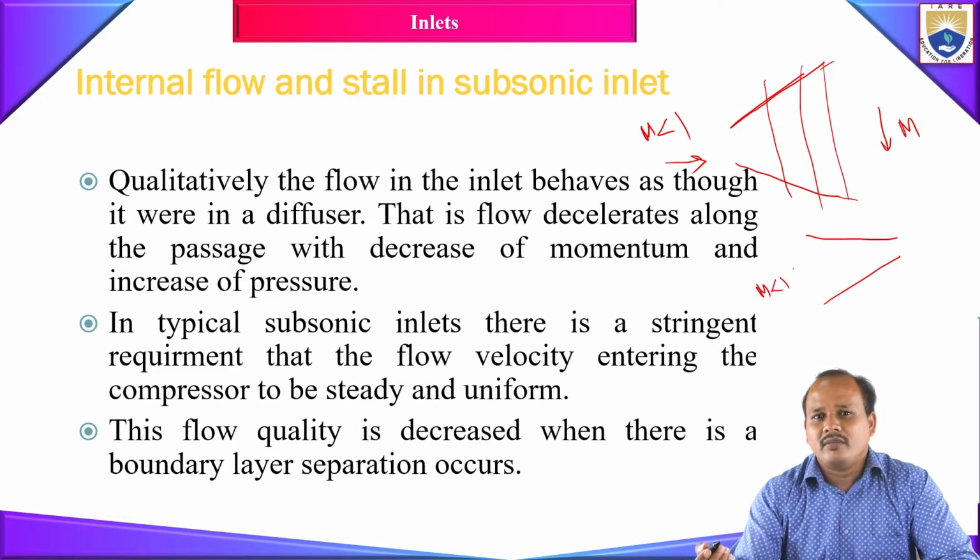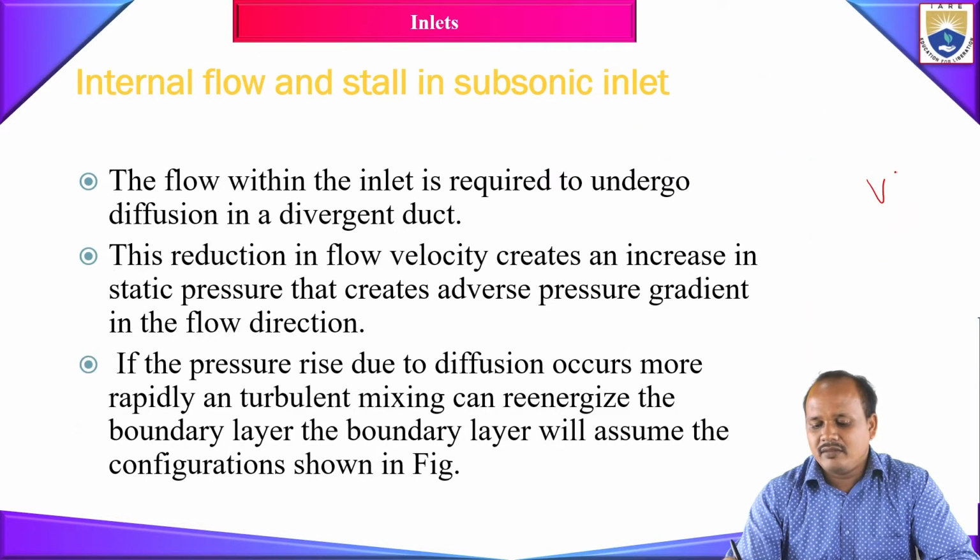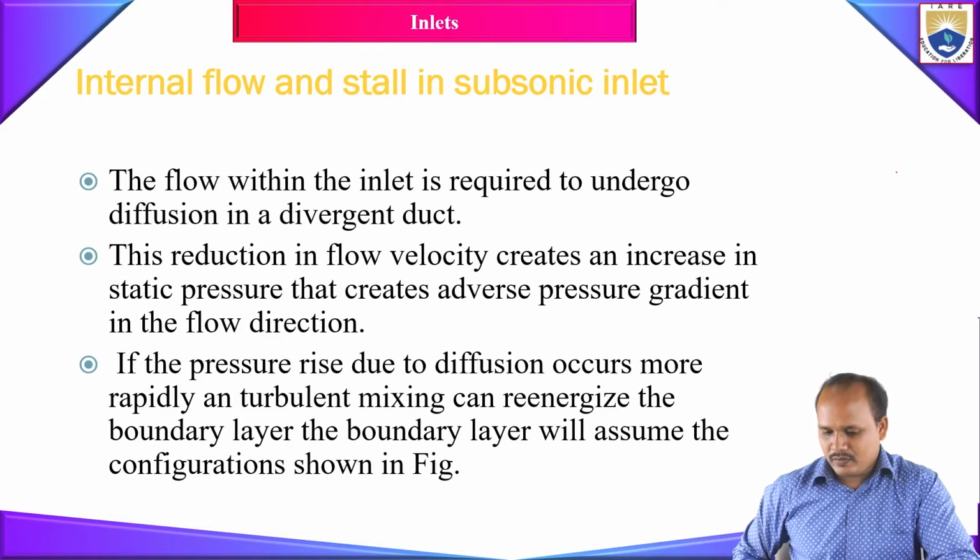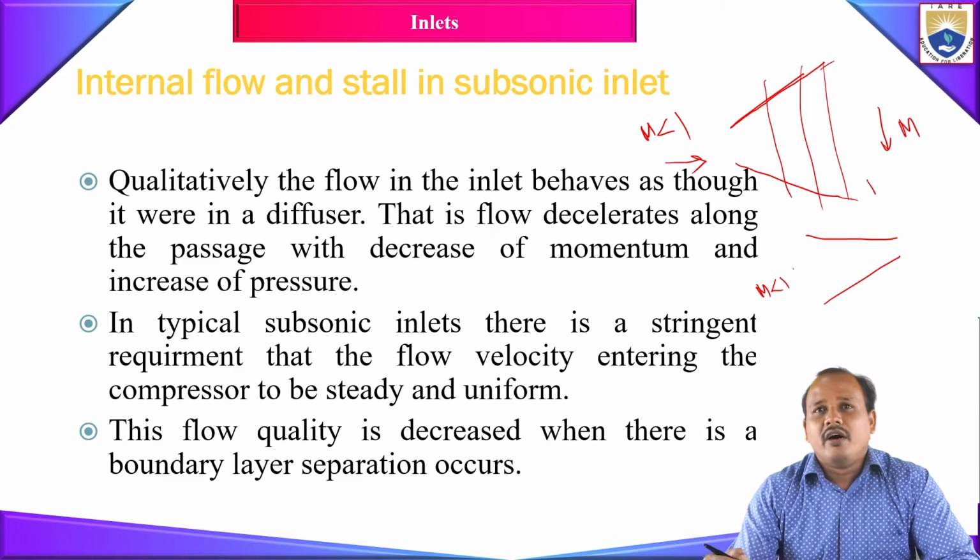You know what is happening across your diffuser? If the flow across a passage is being decelerated, that passage we call the diffuser. That is, your velocity will be decreased. Okay, your pressure will be increased. So, when this velocity is decreased and pressure is increased, what is going to happen? The flow momentum is getting reduced. Okay, so if the flow momentum is reduced, what does it mean?